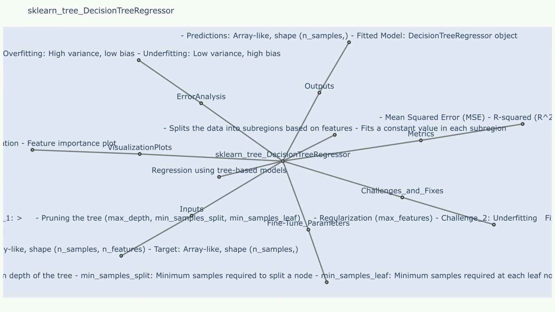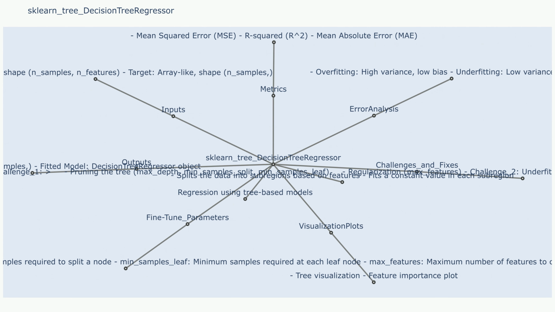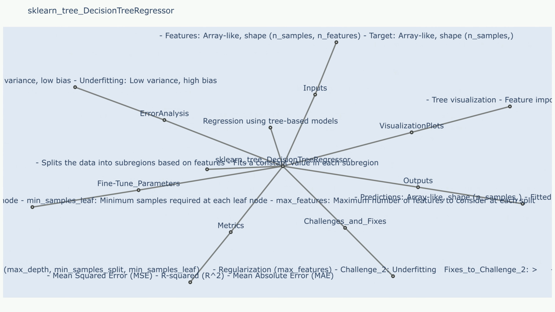Uncertainty methods. Bootstrap aggregating (bagging): multiple decision trees are trained on different subsets of training data and their predictions are averaged to reduce variance and improve the model's robustness. Challenges and fixes. Challenge 1: overfitting. When the decision tree is too complex, it might perfectly fit the training data but generalize poorly to unseen data. Sample use case that resulted in challenge 1: a decision tree with a large depth might capture noise in the training data, leading to overfitting.